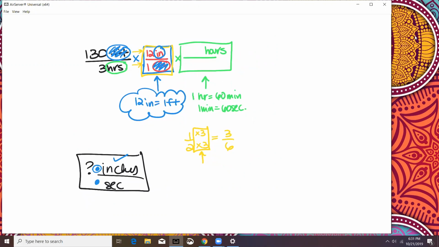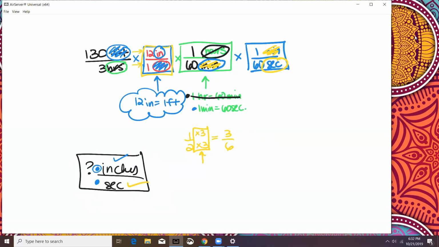I'm going to start with this one right here. Because I have hours on top here, I'm going to say that 1 hour is 60 minutes. My hours on top cancel out with my hours down here, and that leaves me with minutes. Now I can do it again and put another conversion in this box. I've got minutes on the bottom, so I want minutes on the top, and I'm going to use 1 minute is 60 seconds. So the minutes cancel out, leaving me with seconds, which is what I needed on the bottom.